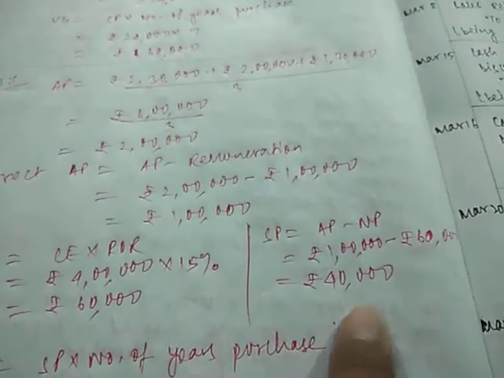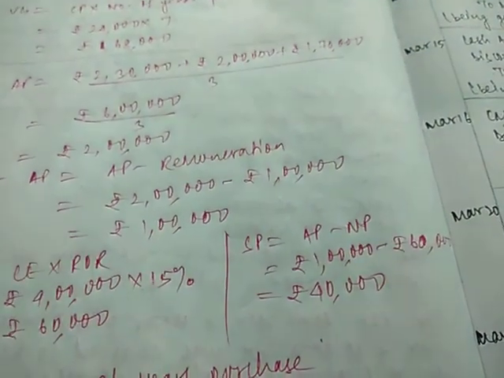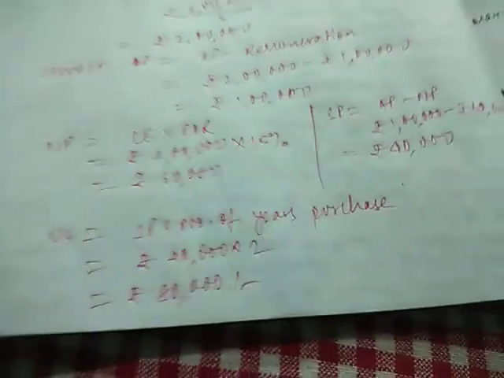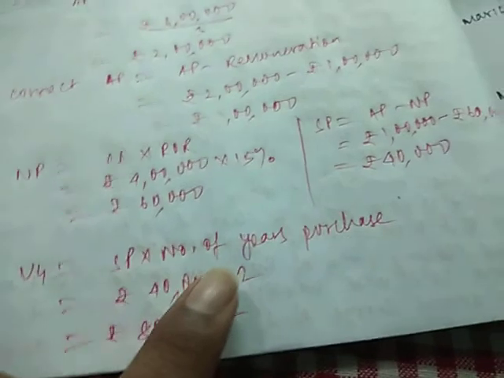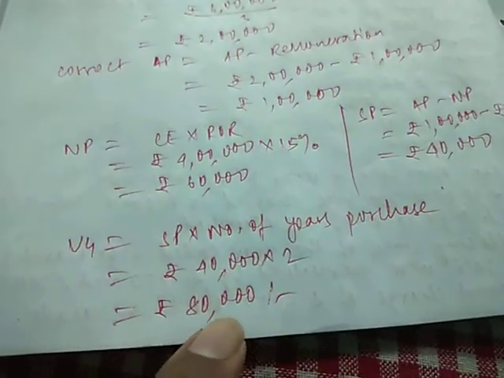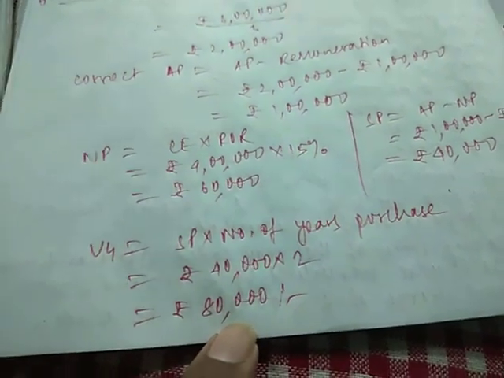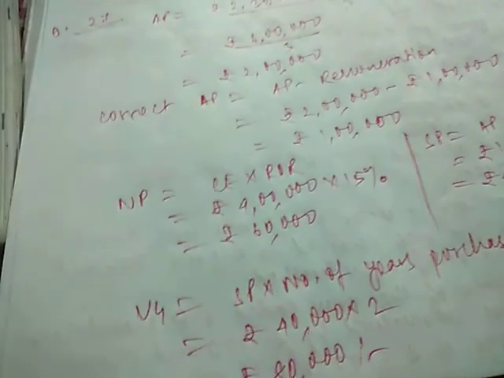So 1 lakh minus 60,000 is 40,000, that is our super profit. And value of goodwill is found as super profit into number of years purchase, that is 40,000 into 2, because 2 is the number of years purchase. That will be 80,000, the value of goodwill in this question. In this way, question number 27 also we have done.